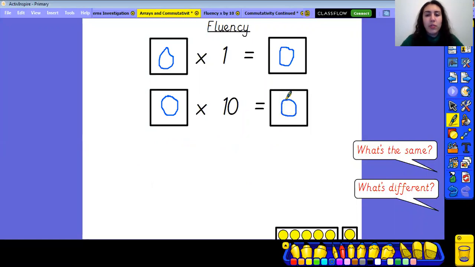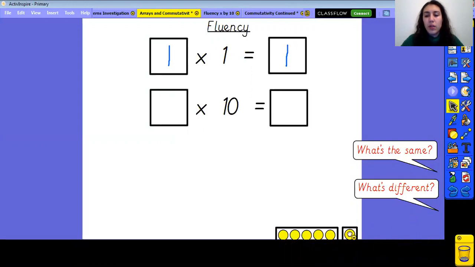So we might also work out that when one of my factors is 0, my product is also 0, because if I've got no groups, then I don't have anything, I've got 0. So let's have a look at 1 then. 1 multiplied by 1. Well, that's one group of 1, which we know is 1. There we go. There's our one group of 1.